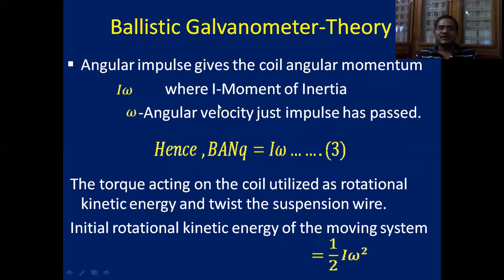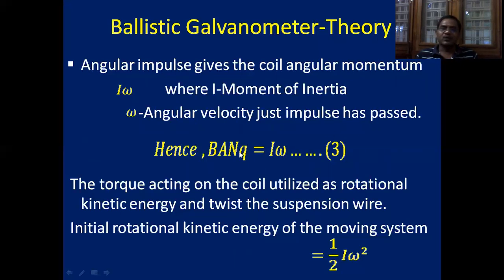Since angular impulse gives the coil angular momentum Iω, where I is the moment of inertia and ω is the angular velocity just after the impulse has passed.